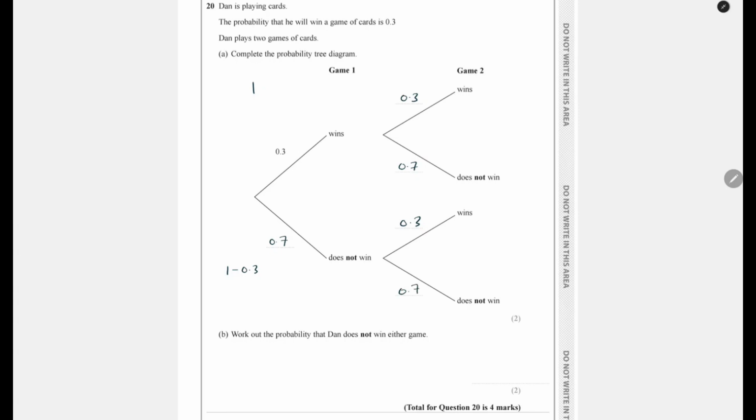Part B says work out the probability that Dan does not win either game. So the probability that Dan does not win either game is the probability that he loses the first game and then loses the second game. And so on our probability tree diagram, it's this line here and then this line here. So he has to lose the first game, which is 0.7, and, which means multiply in probability tree diagrams, he has to lose the second game, which is 0.7 as well. And so that equals 0.49.